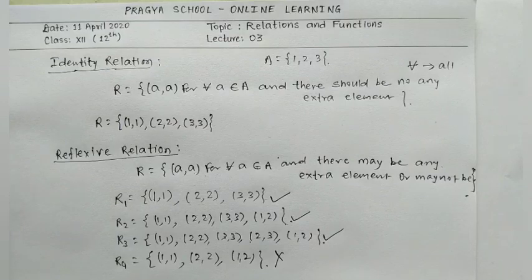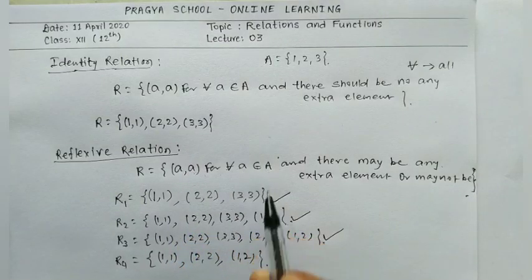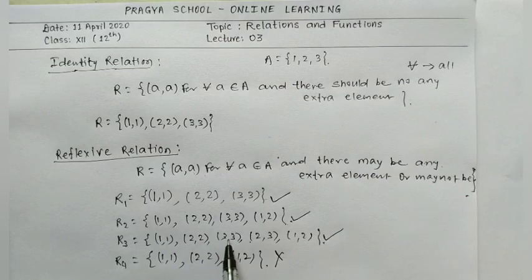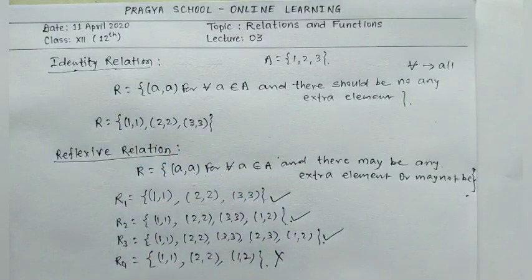Is this clear? So our primary check: there should be (a, a) for all a belongs to capital A. If any entry is missing, we can say that this is not a reflexive relation. But if we have all entries and apart from this we have some more entries, no problem, it is a reflexive relation. So now can you explain what is the difference between identity relation and reflexive relation?